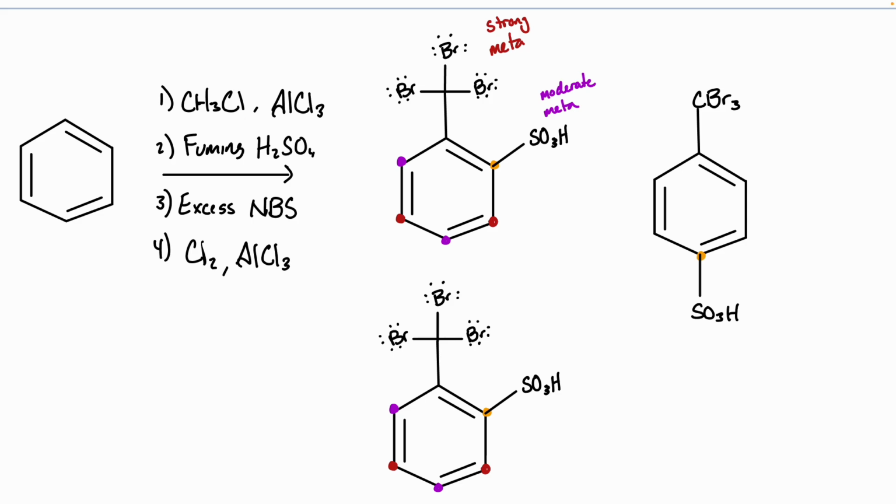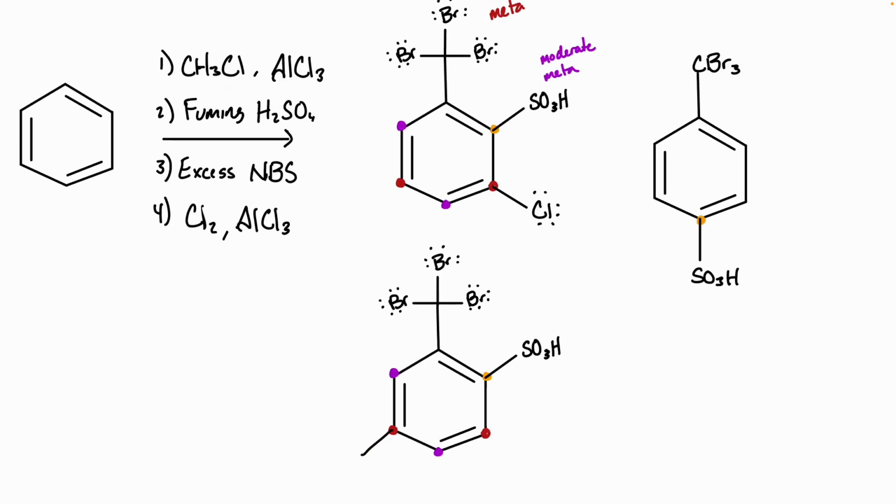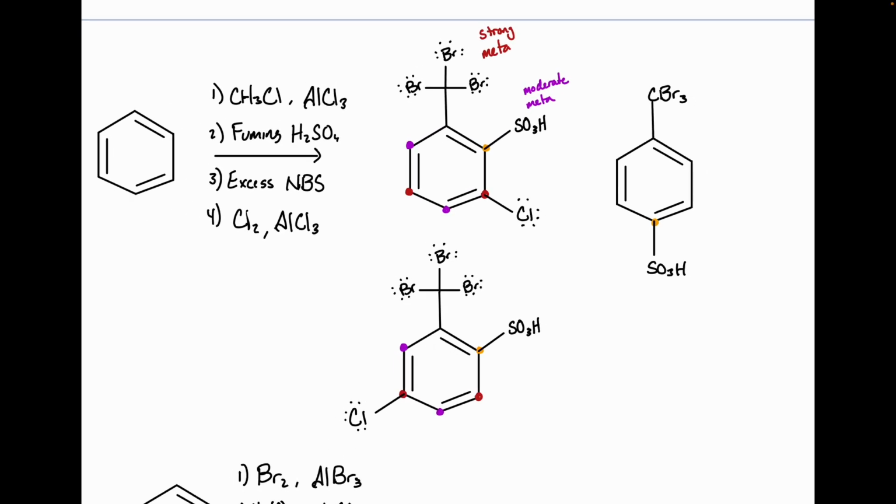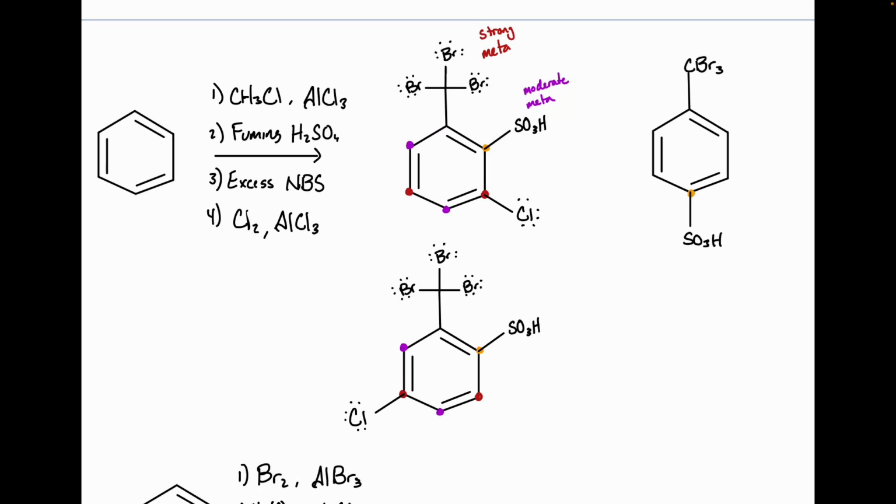They are not identical. So I'm going to have to do one product with a chlorine group in one meta position and another product with the chlorine group in the other meta position. And then I have to play the same game with my other product here.